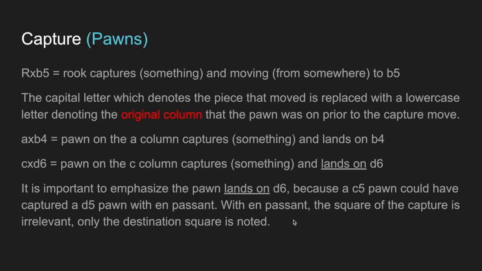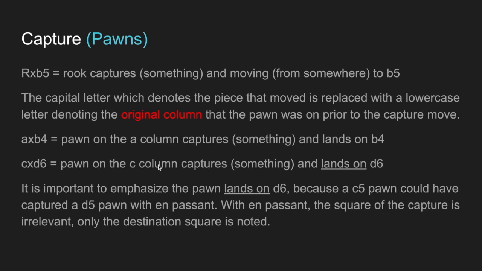So with pawns, captures are a little bit different. Going back to the example with Rxb5, rook captures something and lands on b5. The capital letter, which tells you the piece that moved, is instead replaced with a lowercase letter, which tells you the original column that the pawn was on before making the capture. axb4 means that pawn on the a column captures and lands on b4. cxd6, pawn on the c column captures something and lands on d6.